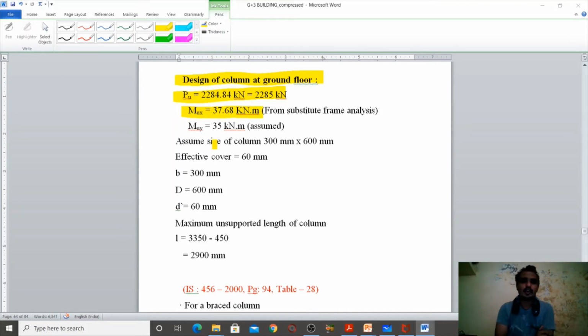Okay, you know how to analyze a column. MUY 35 kilonewton meter. Assume size of column 300 mm by 600 mm. Then effective cover 60 mm, B 300 mm, D 600 mm. These are the assumed data.